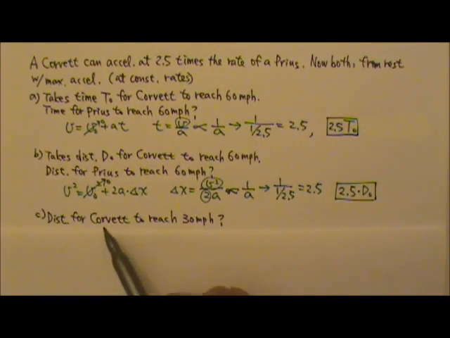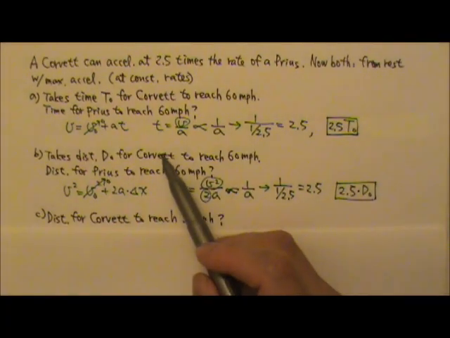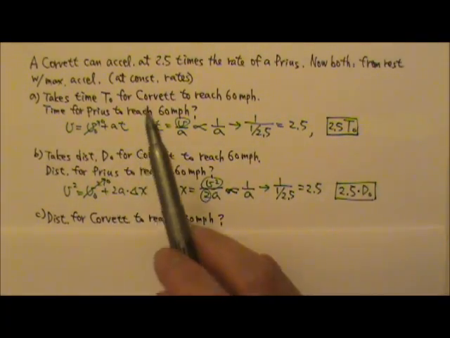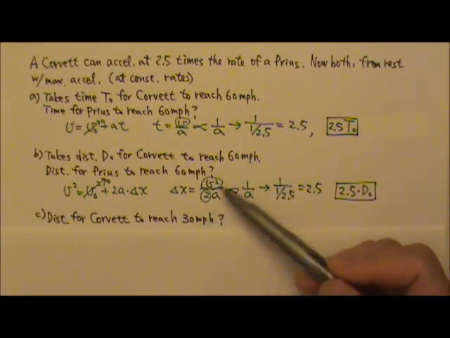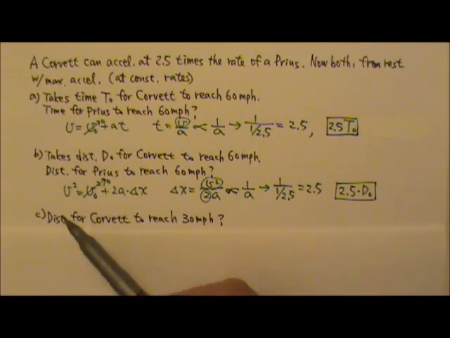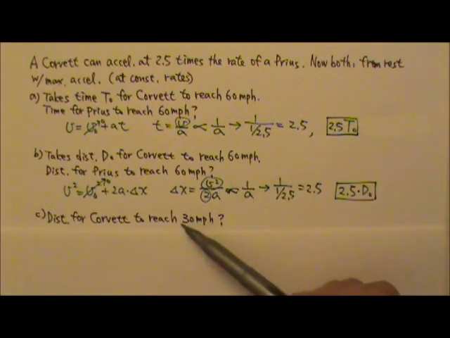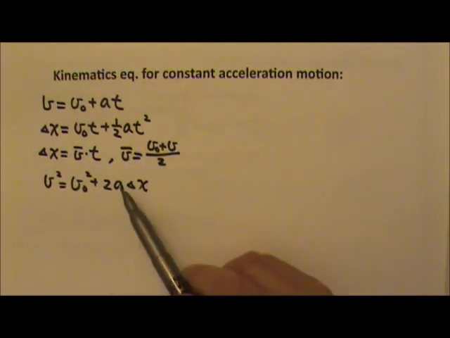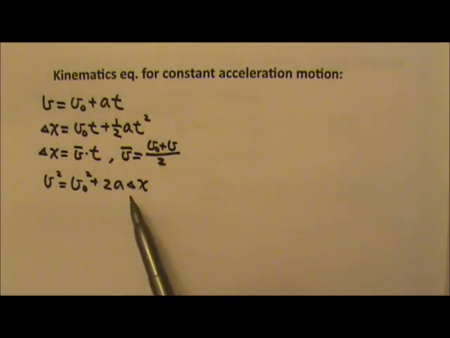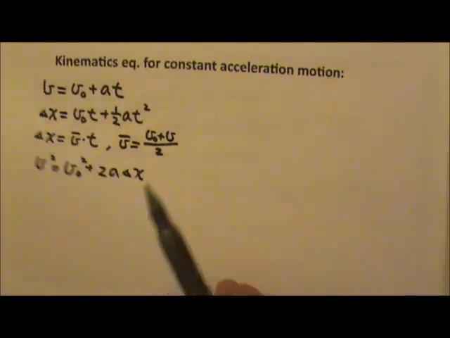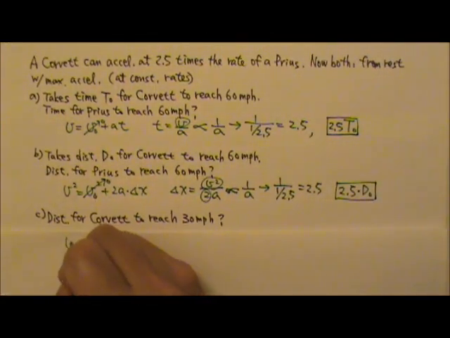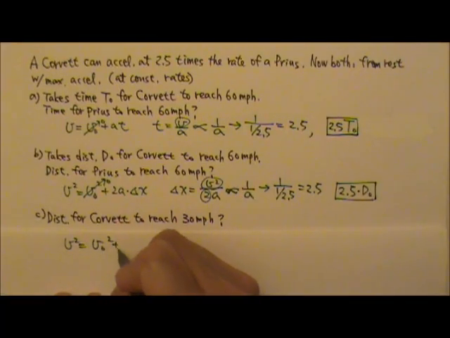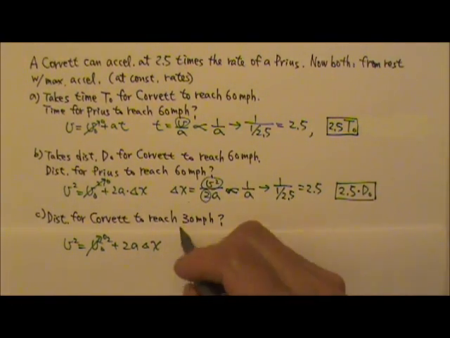Now for part C, we're looking at the Corvette and the Corvette. That means the same car, same acceleration, but the final velocity this time is a different one. And we want to see how the different final velocities will affect the distance. This time, same acceleration, and we want to relate the final velocity and the distance. So, same equation. v squared is v0 squared plus 2a delta x. Again, the initial velocity is 0, and we want the displacement.